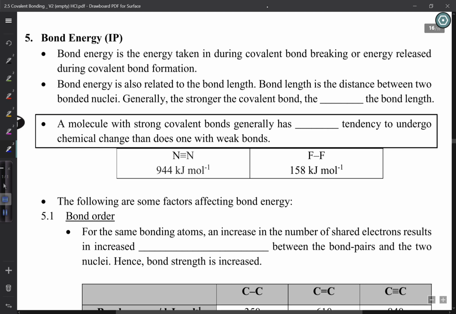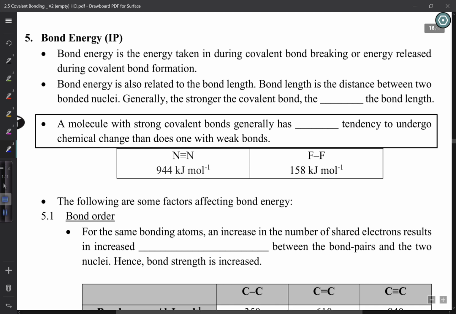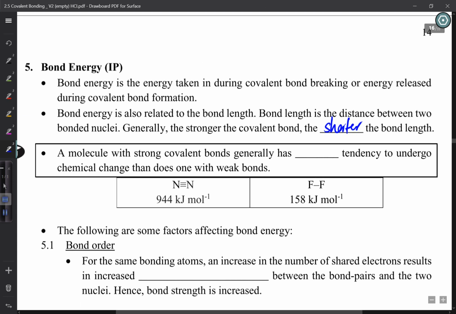Bond energy is also related to bond length. Bond length is the distance between the two bonding nuclei. So usually bond energy and bond length are inversely proportional to each other. In other words, the longer the bond length, the weaker the bond energy. Alright. Generally, the stronger the covalent bond, the shorter the bond length. Why is bond energy related to bond length?